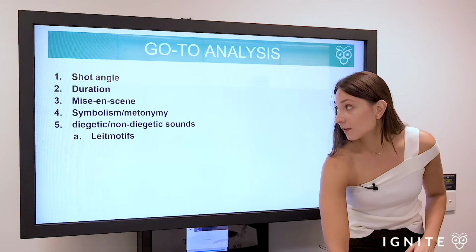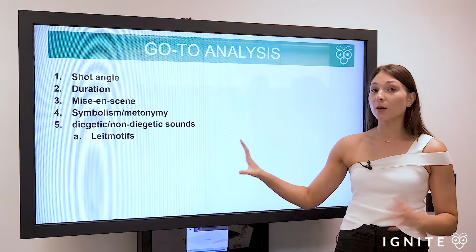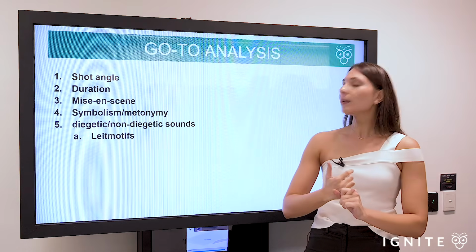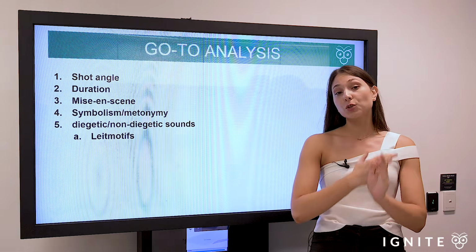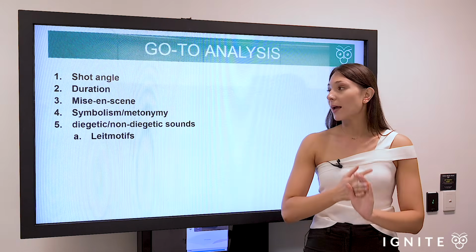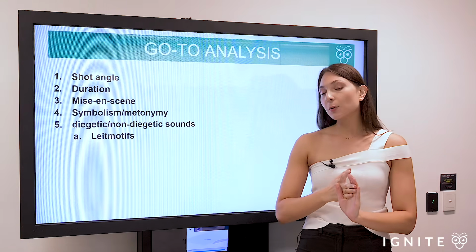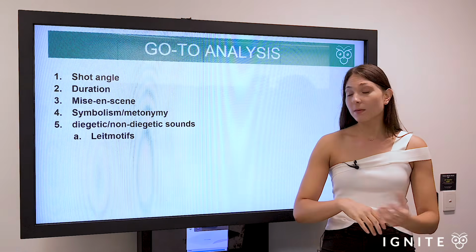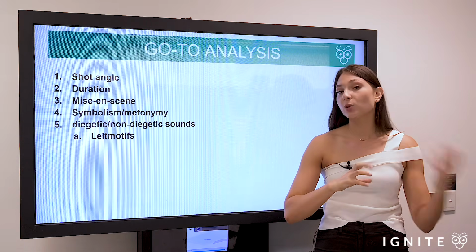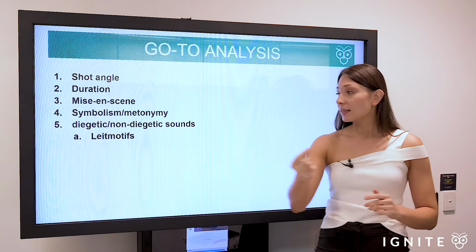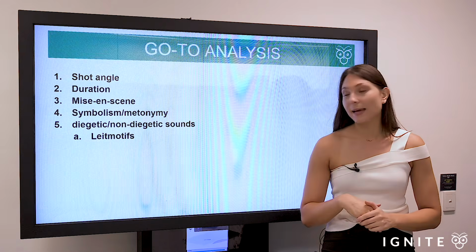So, my 5 bits of advice in terms of analysing film is to consider the following key aspects of filmic or cinematic construction. The first one is to take a look at the shot angle that is being used. The second is consider the duration of that shot. Then you might like to break down the mise-en-scene of the particular scene that you're looking at. Consider whether there is any symbolism or metonymy within that scene. And then finally, consider sounds, the diegetic or the non-diegetic sounds that are being used. And if that sound has a particular continued significance throughout the film, you might consider whether that's a leitmotif.